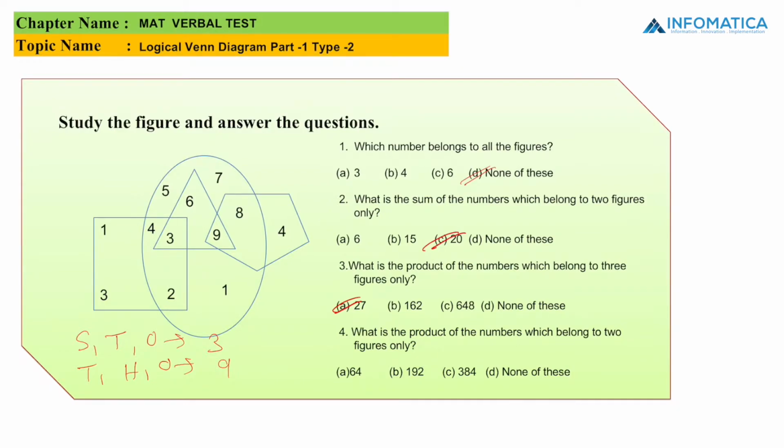Now let us look at the next MCQ. It says, what is the product of the numbers which belong to two figures only? Now students, we had already seen the numbers which were common to two figures, which were 2, 4, 6 and 8. In the second question, we had done the addition. Now in this question, we have to do the multiplication. So I have to do 2 multiplied by 4 multiplied by 6 and multiplied by 8. So if I do this, I get the answer to be as 384.